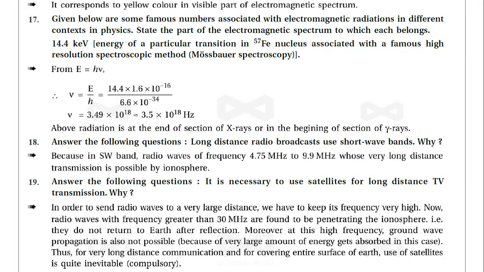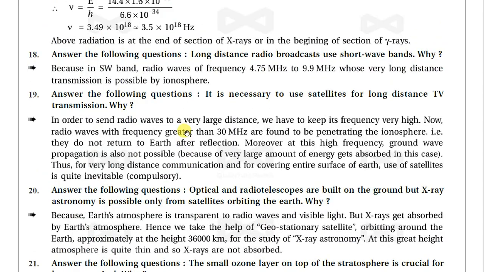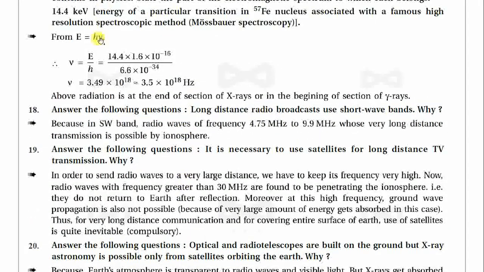Now, given below are some famous numbers associated with the electromagnetic radiation in different contexts in physics. State the part of the electromagnetic spectrum to which 14.4 keV energy belongs, for a particular transition of the Fe-57 nucleus, associated with the famous high resolution spectroscopy method, Mossbauer spectroscopy. We know that E equals h nu. This is not a v, it is h into nu.